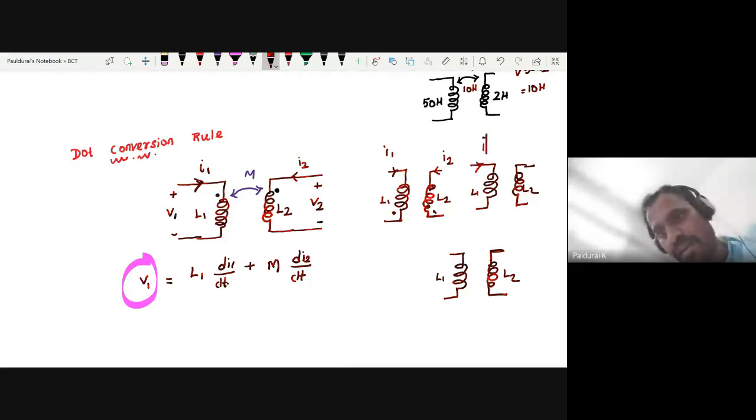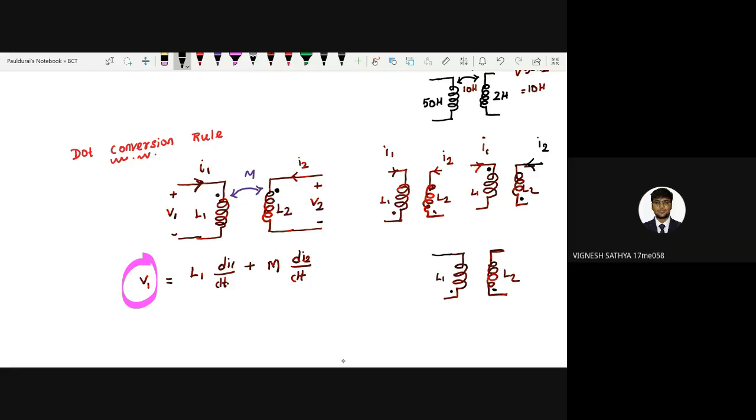I1 may be entering. So here one dot, or otherwise here, I2 is leaving with respect to the dot. Or otherwise, both may be leaving, right? So both may be leaving.